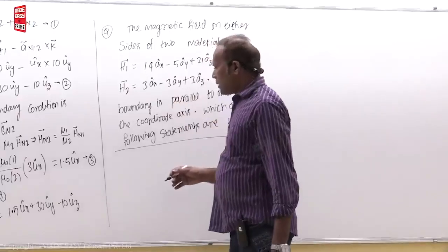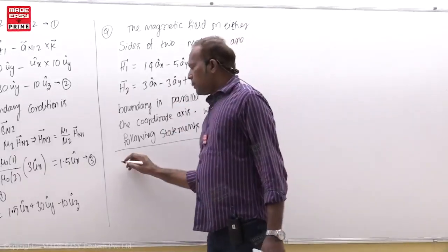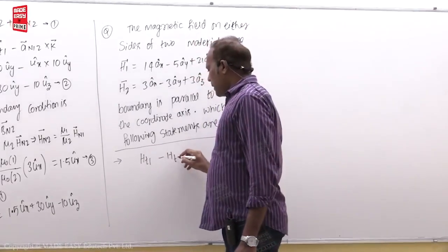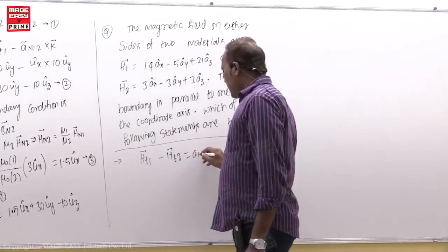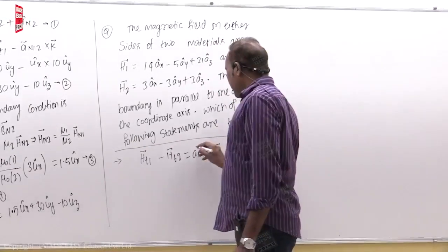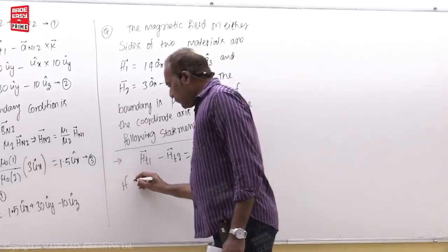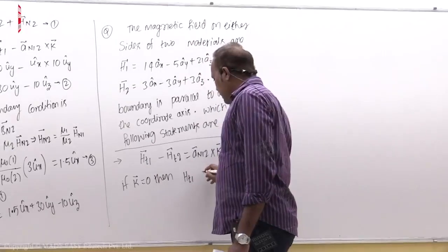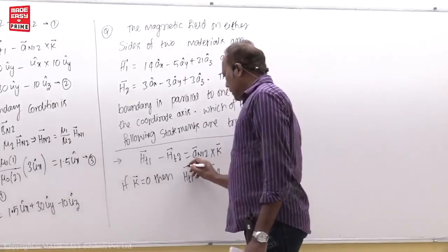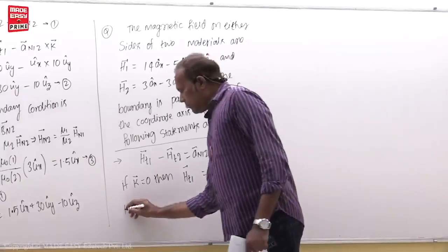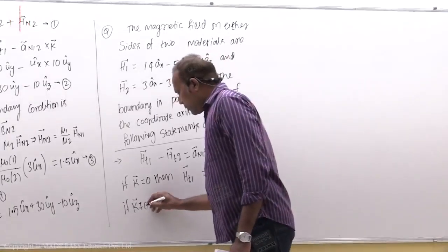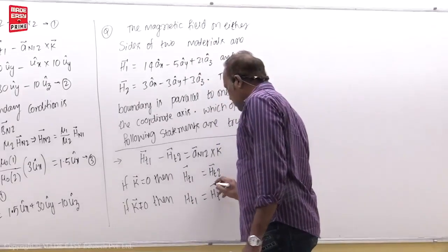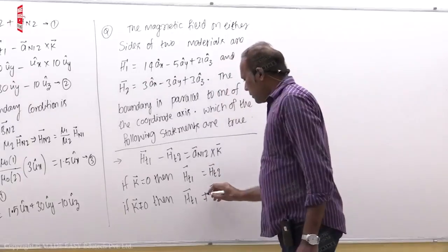Now, before solving this question, let us discuss one thing. The third boundary condition is ht1 bar minus ht2 bar is equal to an12 cross k. Students, if k bar is 0, then ht1 and ht2 both will be equal. If k bar is not 0, then ht1 and ht2 are not equal. That means they are unequal.